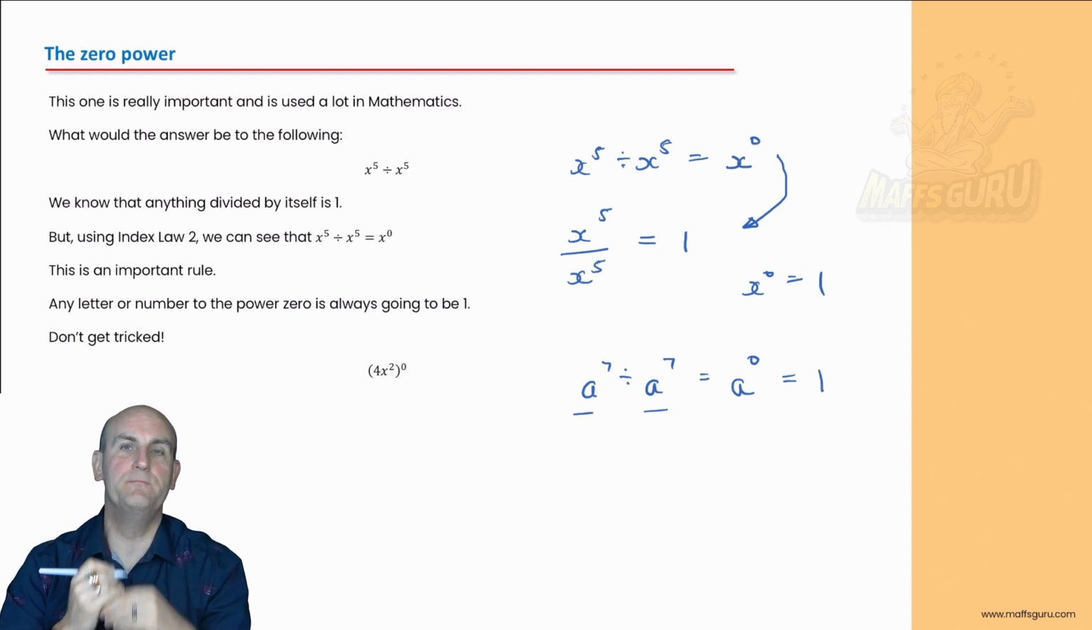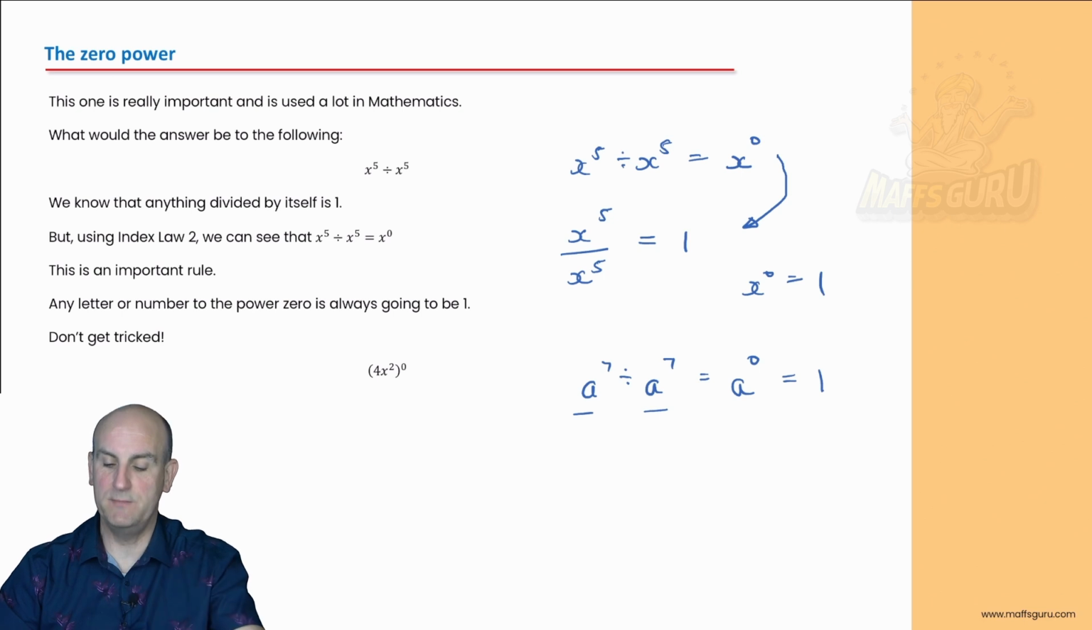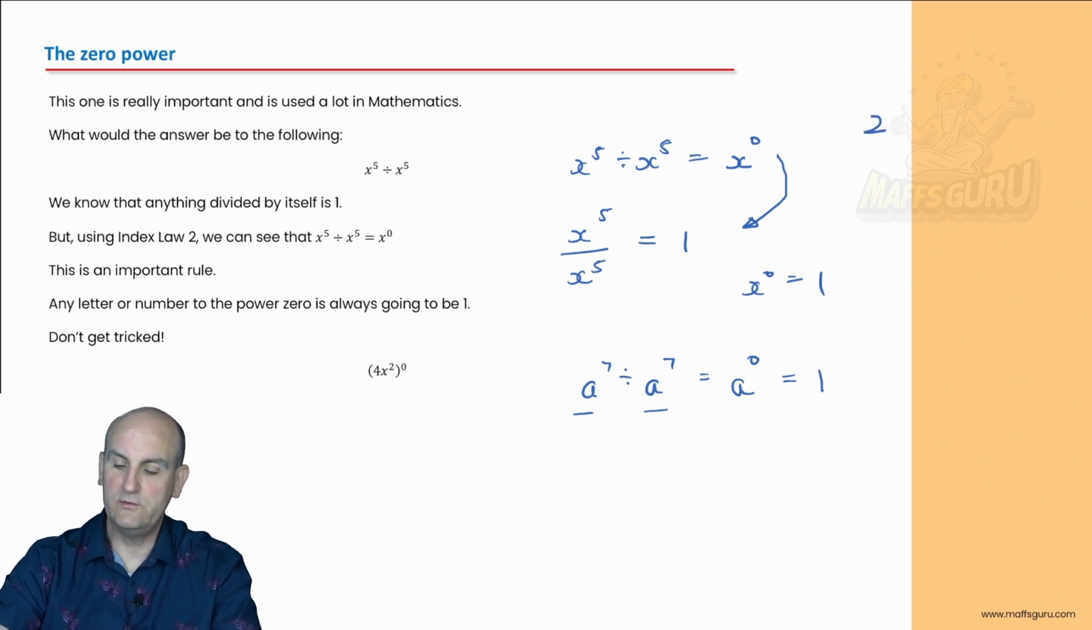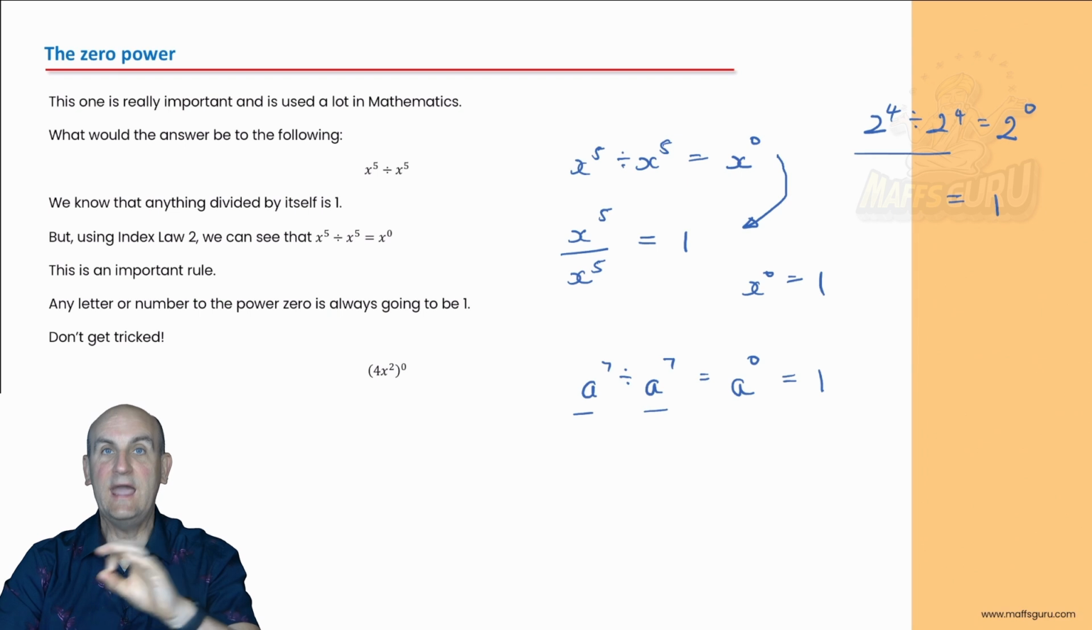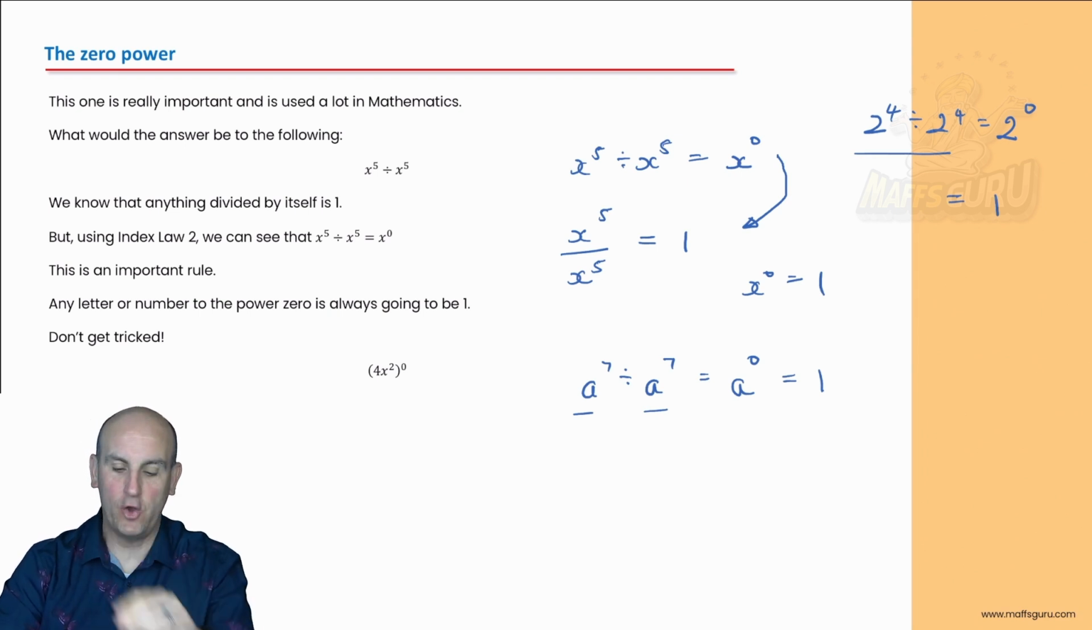You can do this as many times as you like. You can even use numbers. We could say 2 to the power of 4 divided by 2 to the power of 4. Using index notation, that becomes 2 to the power of 0. But we know that anything divided by itself is equal to 1. So anything to the power of 0 is 1. And we use this in exams over and over again.